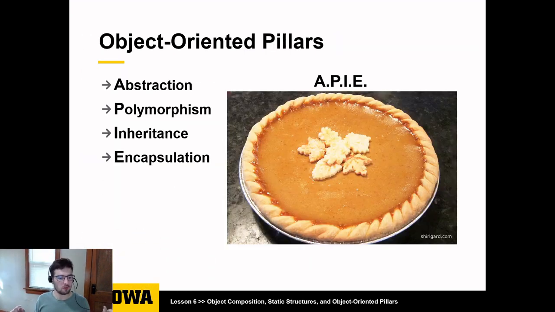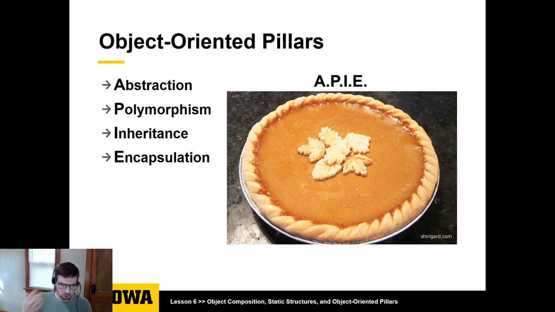Okay, last section of lesson 6, we're going to talk about the object-oriented pillars. The 4 object-oriented pillars are abstraction, polymorphism, inheritance, and encapsulation. These are ideas or concepts that drive how we want to design object-oriented programs. We're going to talk about what these concepts are, what ideas they are referring to, and then how we use C# to implement these ideas in our code.